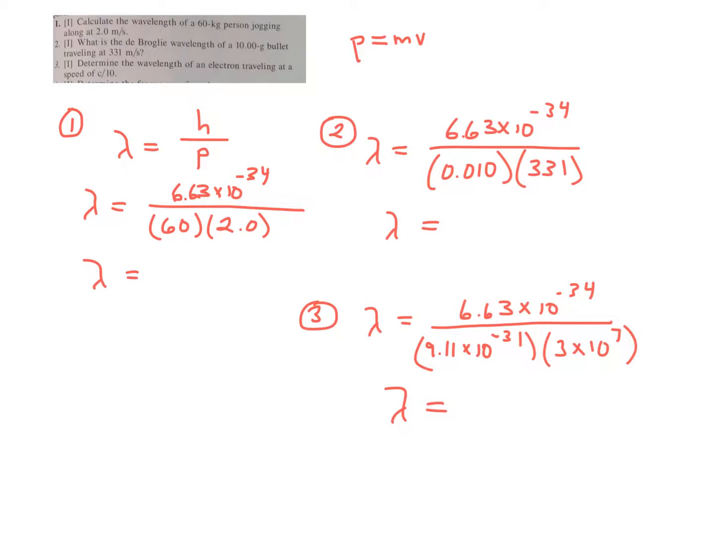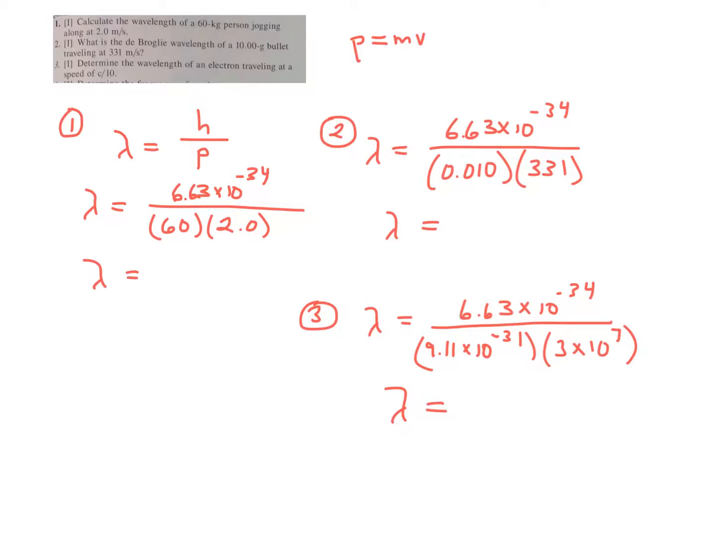Day 47, page 1099, numbers 1, 2, and 3. All three of these are basically just a straight plug into the de Broglie wavelength equation, that is lambda equals h over p, where p, momentum, is the mass times velocity. So it's the same thing all three times.